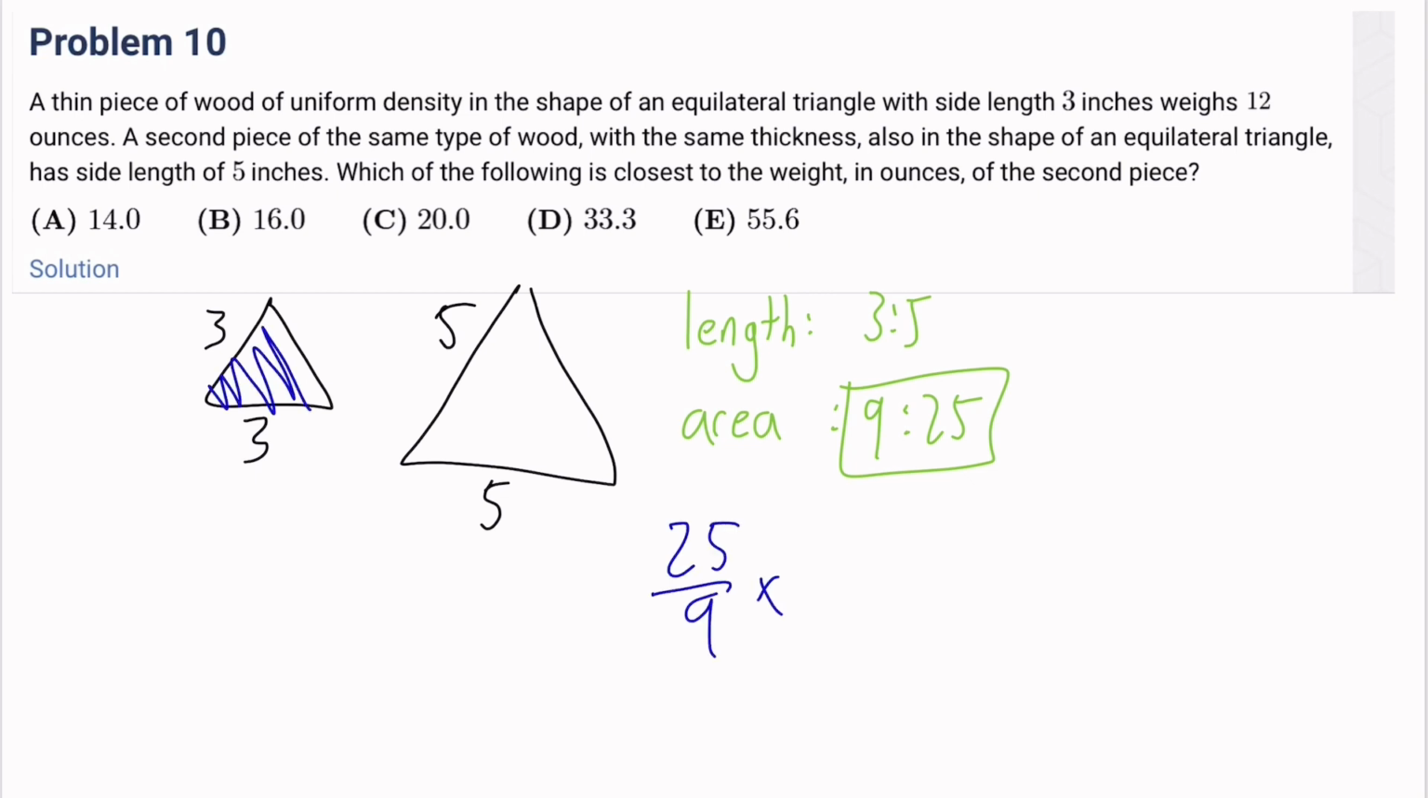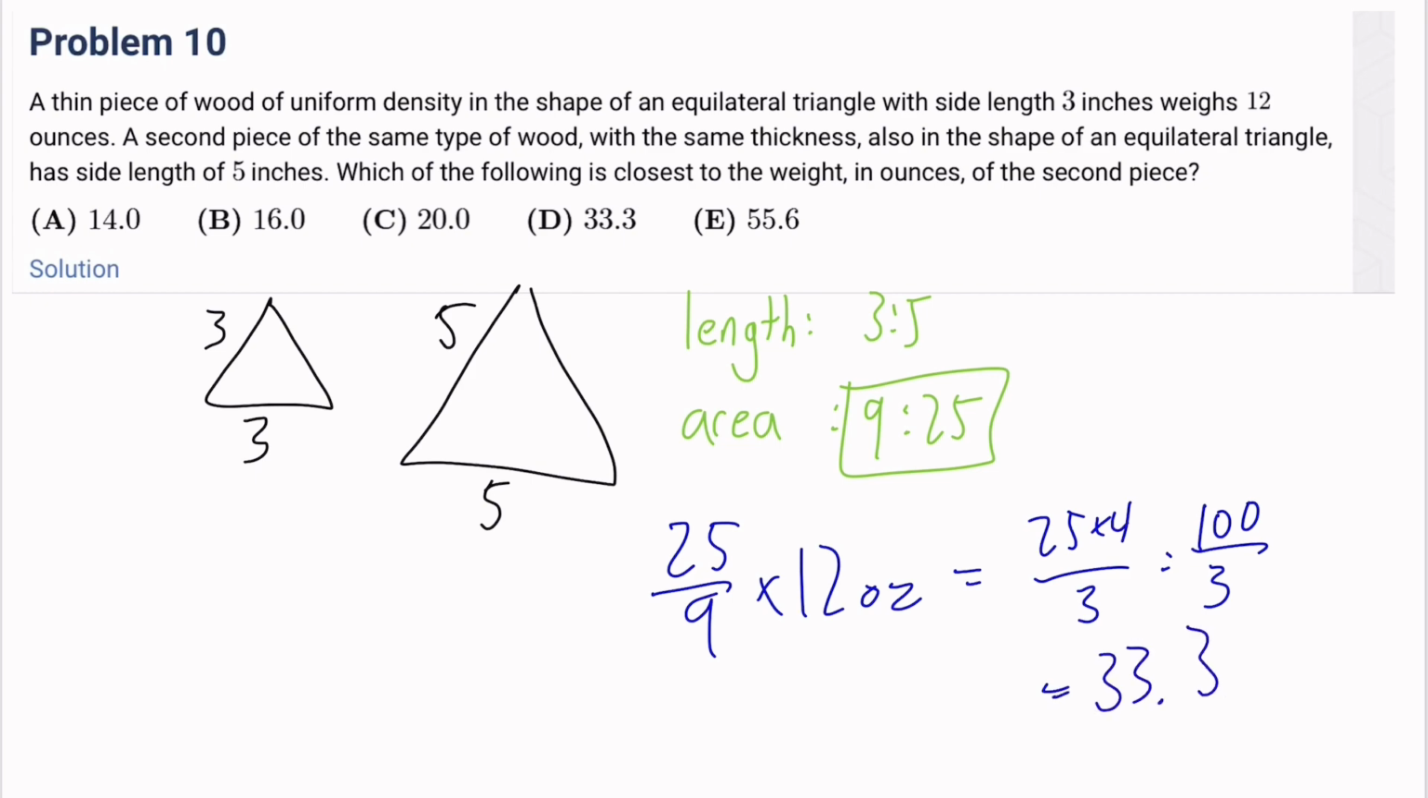And the first piece weighs 12 ounces. So that's 12 ounces. And so if we calculate this, this will be 25 times 4 over 3, which is 100 over 3, which is 33.3 ounces. So the answer is D.